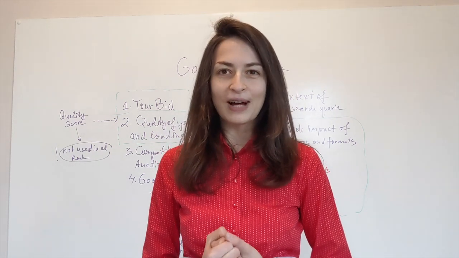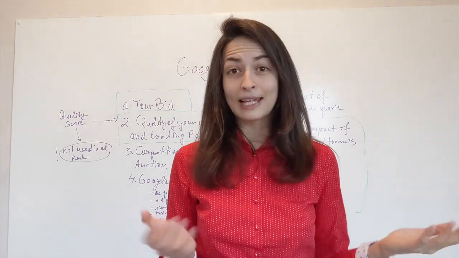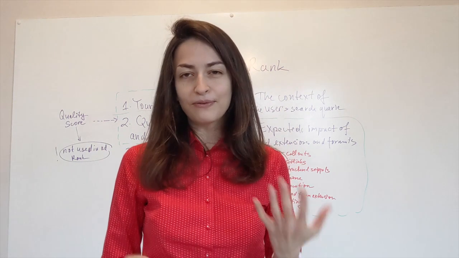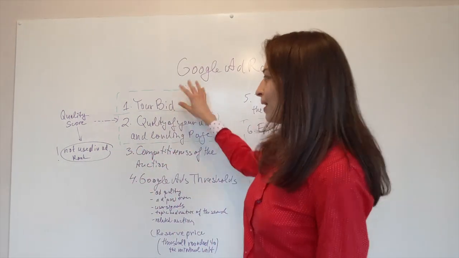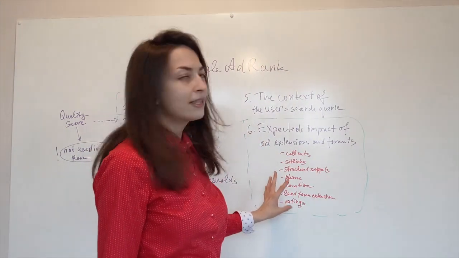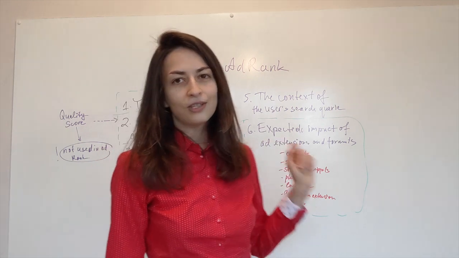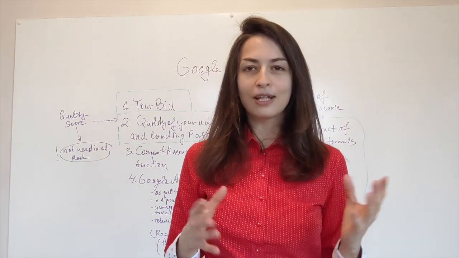So from everything that we talked about, as an advertiser, you might be wondering yourself, what am I supposed to do now? I have all this information, but what can I control and what I cannot control? Of course, you have to focus on what you can control. And what you can control is your bid, the quality of your ad and landing page, and the formats and extensions that you're using in your ad.